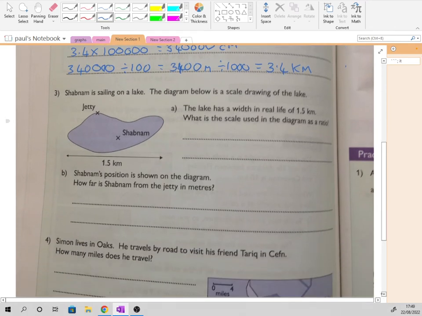Shabnam is sailing on a lake. The diagram below is a scale drawing of the lake. Okay, jetty, Shabnam. The lake has a real width of 1.5 kilometers, yeah? What's the scale used as a ratio?